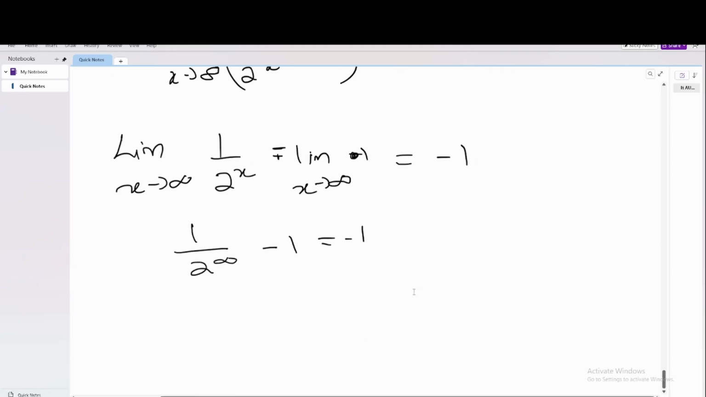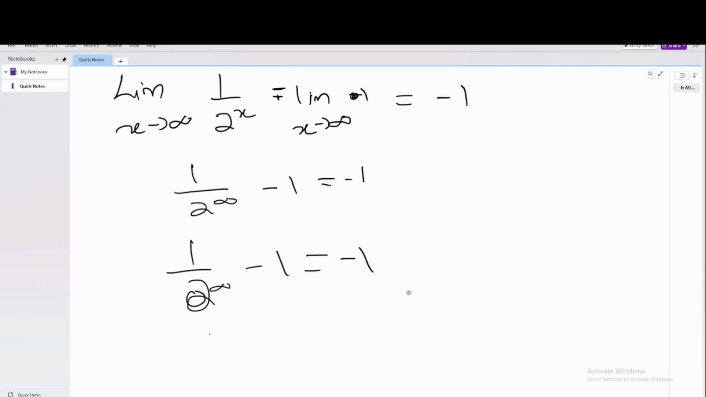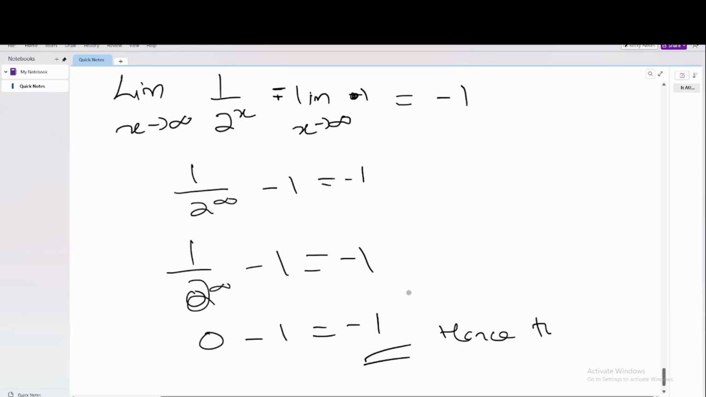1 by 2 raised to infinity will be equal to 1 by infinity, which is 0. So 0 minus 1 is equal to minus 1. Hence the statement is true.